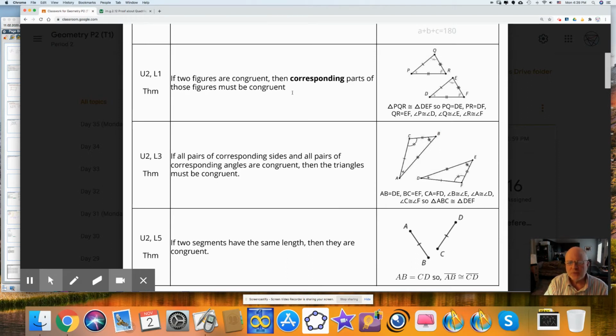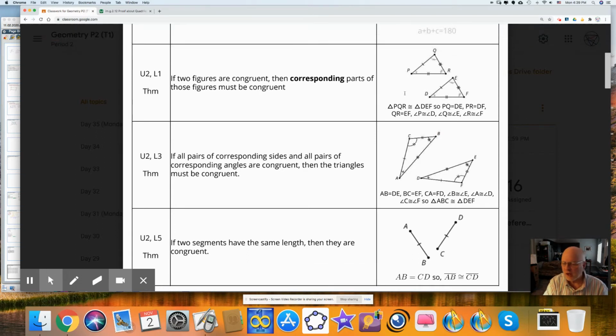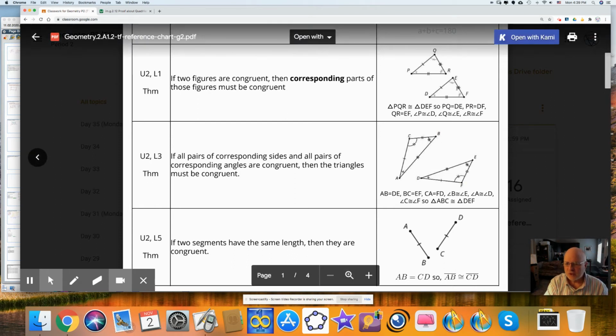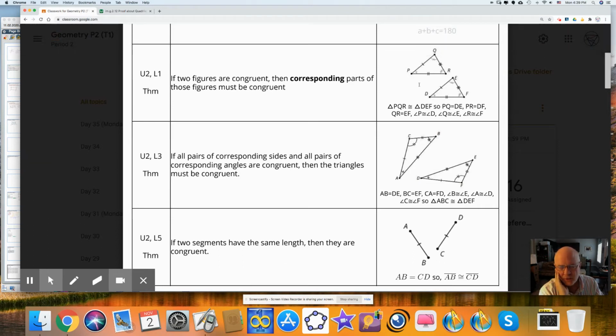So here you have, if 2 figures are congruent, then the corresponding parts of those figures must be congruent. So the corresponding parts of congruent figures are congruent. So if these are congruent, starting with this part, then all 3 sides must be congruent, all 3 corresponding angles must be congruent.